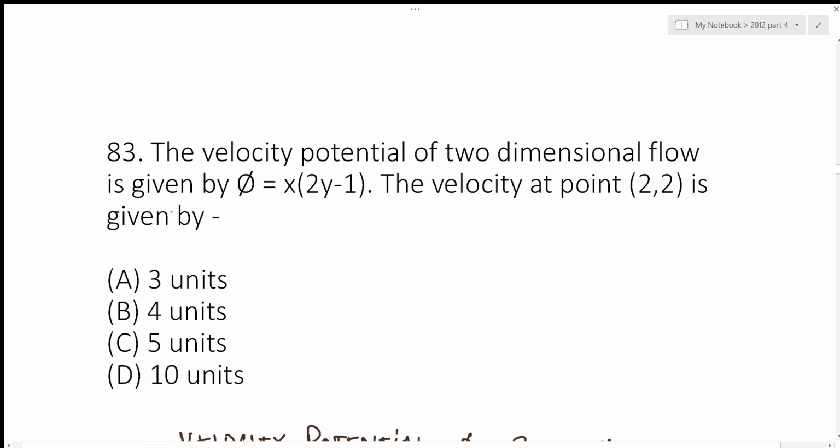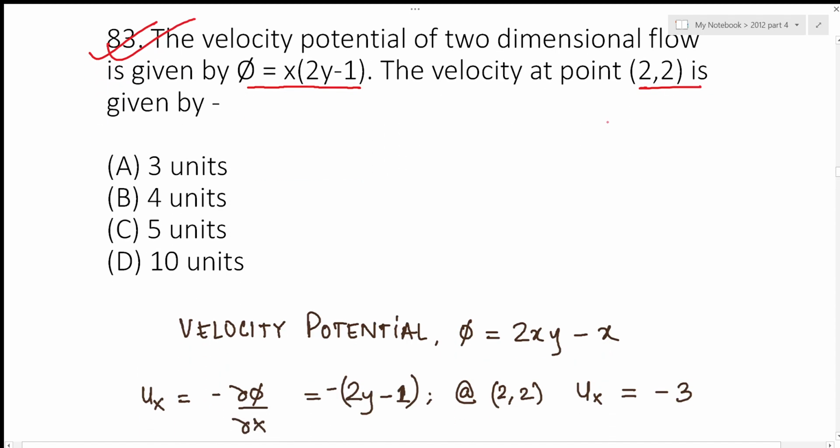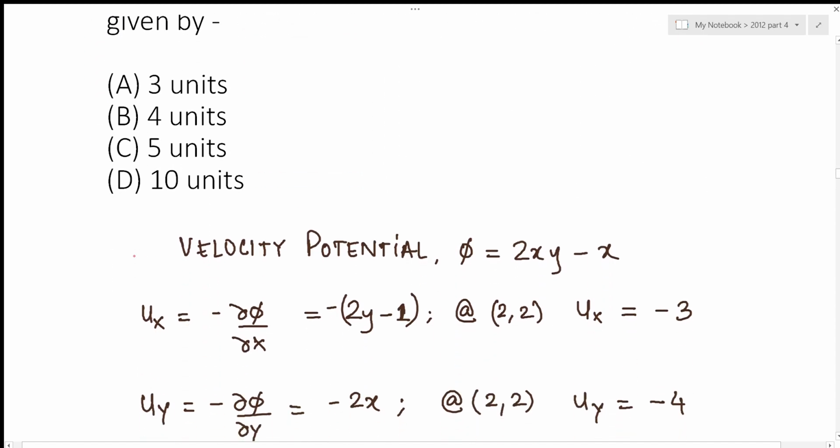Next question: the velocity potential of a two-dimensional flow is given by phi equal to x times (2y minus 1). The velocity at point (2, 2) is given by? Now the velocity potential is given here, phi, which is 2xy minus x. So the component of velocity in x direction is given by minus d phi by dx. Just need to differentiate with respect to x, and this would be the values. Now at point (2, 2), the velocity component in x direction comes out to be minus 3.